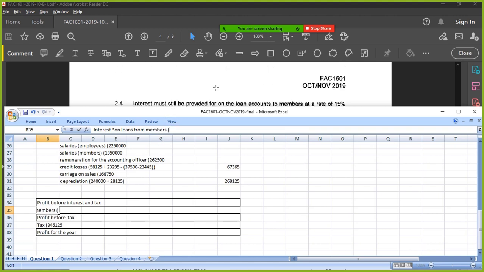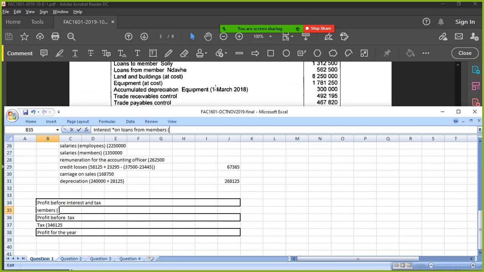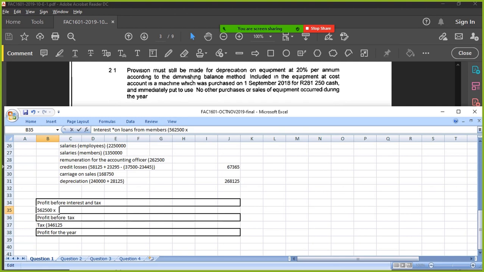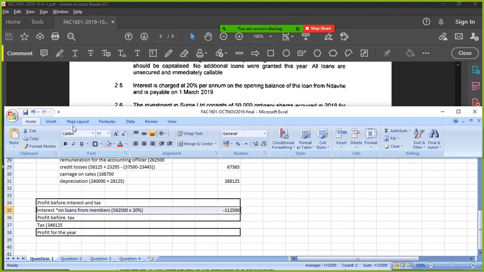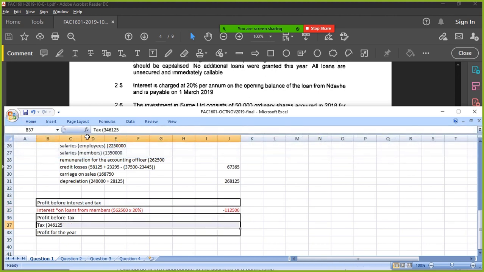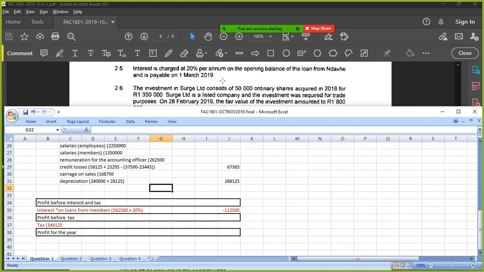All right, loan from N. Where's loan from N? Loans from member N here. 562,500 times... what is the percentage? 20%. Okay, is that right? Yes.